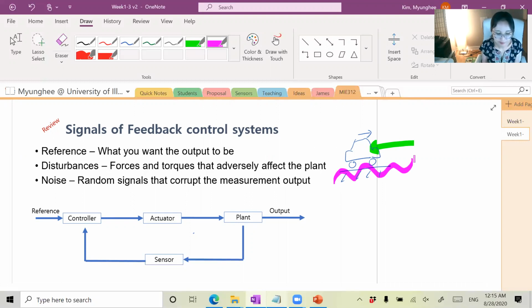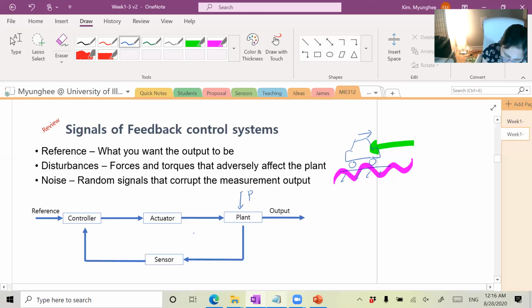Noise is a random signal that corrupts the measurement output. So disturbance influences the plant dynamics, and noise influences most likely the sensor. Well, disturbance also can influence the actuator, but we typically talk about the plant.